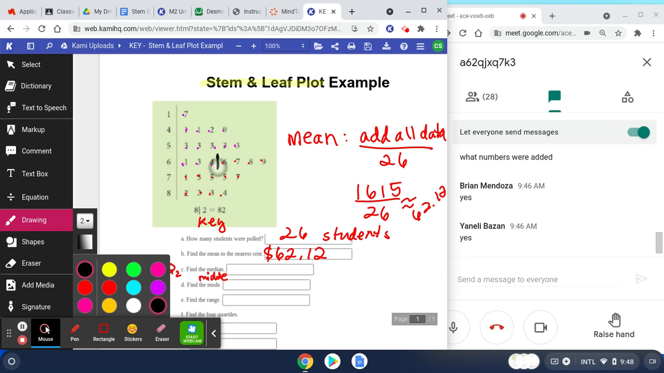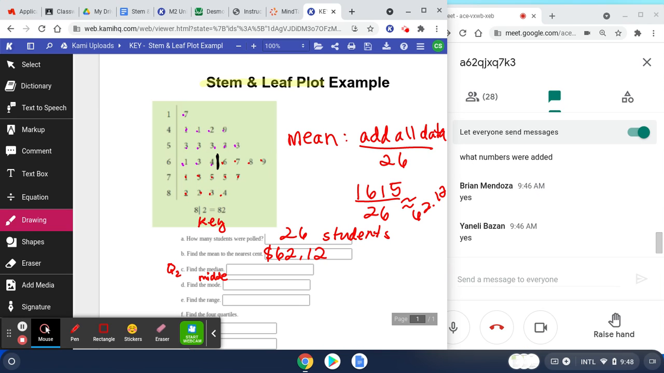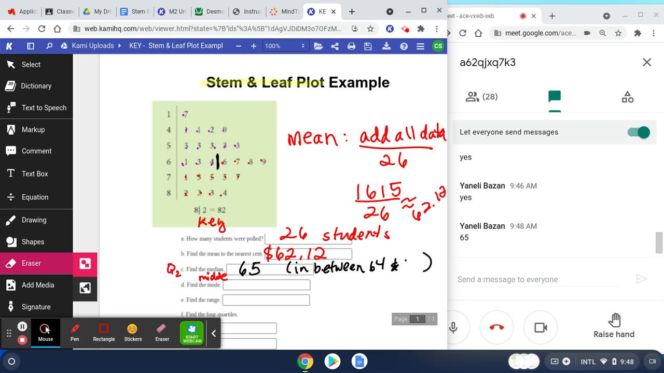Can someone tell me what they think the median is going to be, in the middle right there of those 13 pieces of data? What's my median going to be? Beautiful, Yaneli. My middle is in between 64 and 66. So it's 65. Questions on how I got that middle?